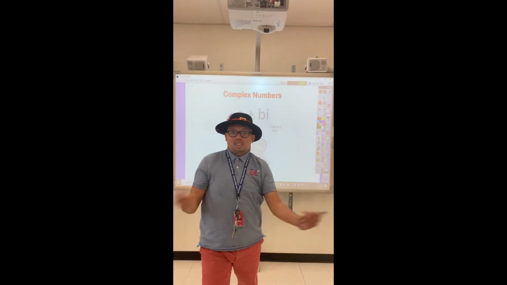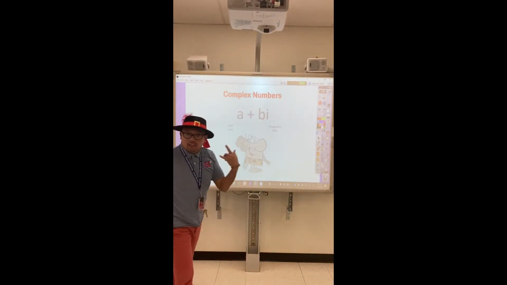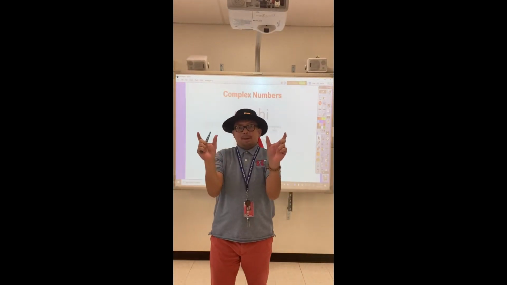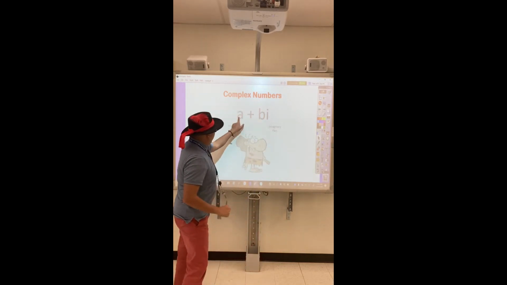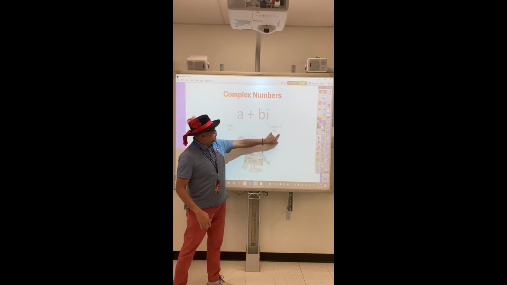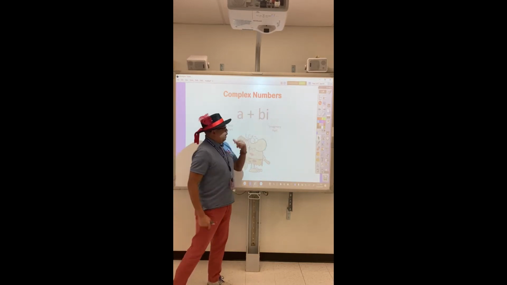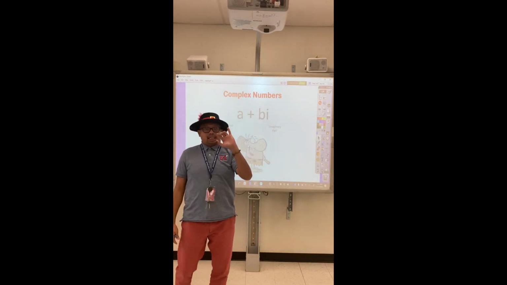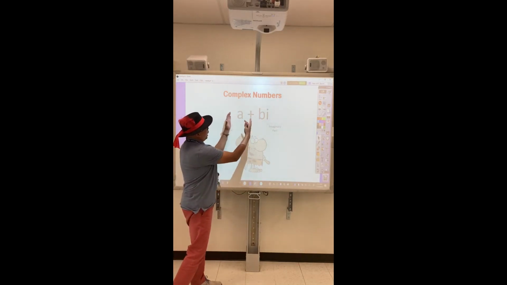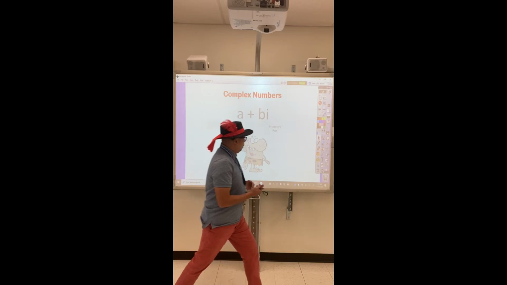Hey, yo, Mr. O is here. And today we're gonna learn about complex numbers. What's a complex number? This is where the two parts, the real and imaginary, meet together. A plus Bi: A is the real part, the real number, and the imaginary part is the one with the i. The imaginary number is attached to the coefficient of the variable. When you put them together, that's your complex number.